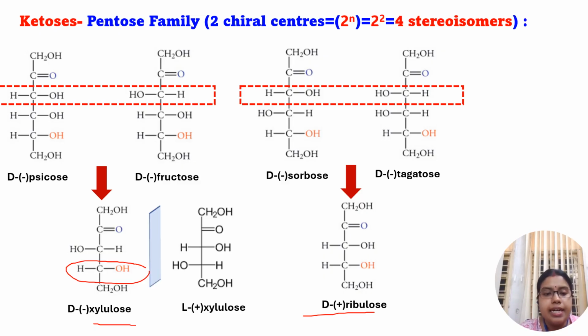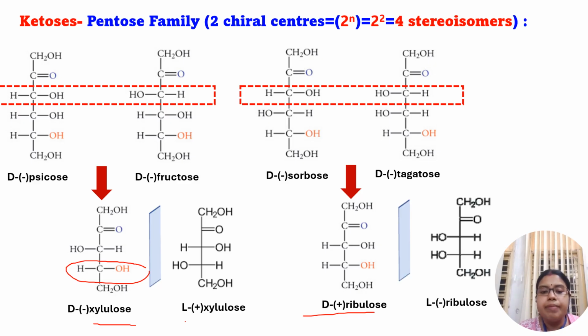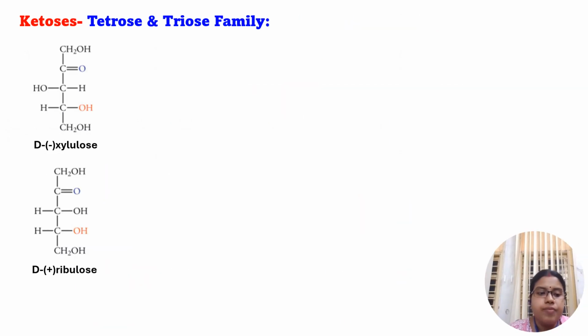If we consider the enantiomer, that means the mirror image of the xylulose, we will get the L-xylulose. And if we take the mirror image of D-ribulose, we will get the L-ribulose. So in total, we are getting 4 stereoisomers under the ketopentose family. From the ketopentose family, we will get the ketotetrose.